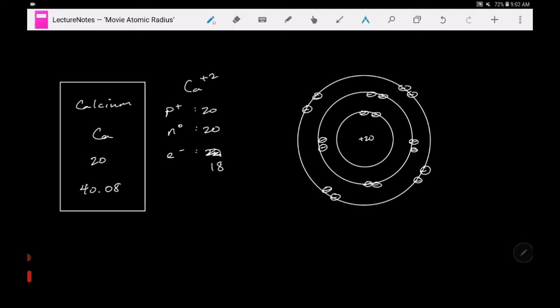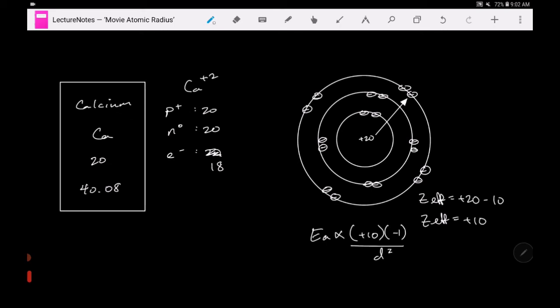Now that those are gone, the atomic radius is between the nucleus and the electrons that are now the valence electrons in the 3rd energy level. Now there's only 10 core electrons, so the effective nuclear charge is +10. Because there's a greater effective nuclear charge, the outside electrons can be pulled closer to the nucleus.